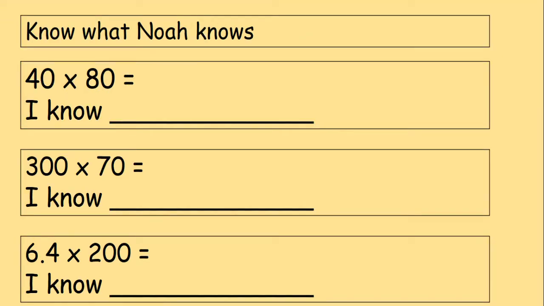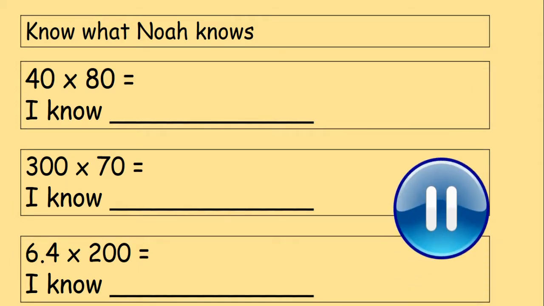We're moving on to Know What Noah Knows. We're going to use related facts to solve the calculations which look quite tricky. You have 40 times 80, 300 times 70, and 6.4 times 200. Press pause now to work out the answer using the related facts, and then press play once you are ready.